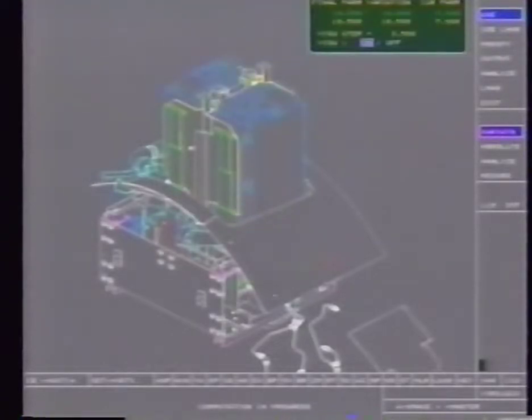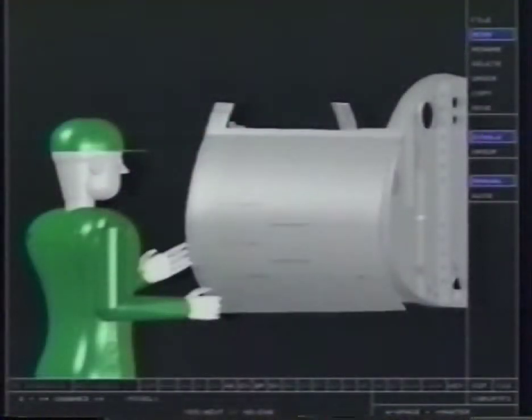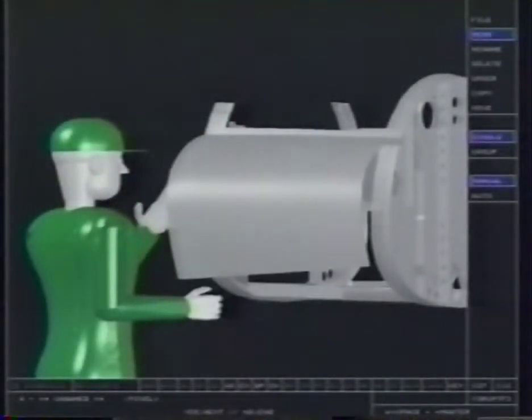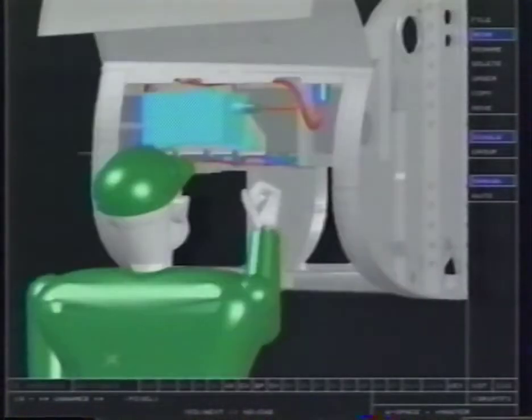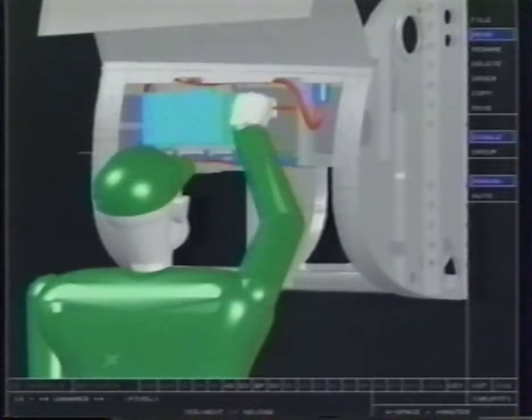Kinematic studies simulate dynamic motion and assure proper orientation and function of components. Human factors and pilot vehicle interface studies can be used to incorporate reliability, maintainability, and supportability before a design is released.